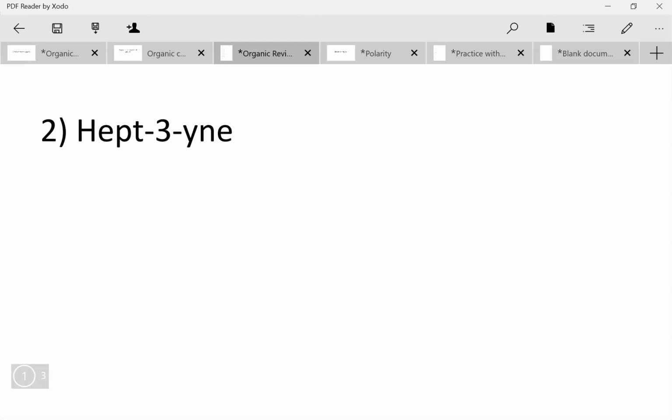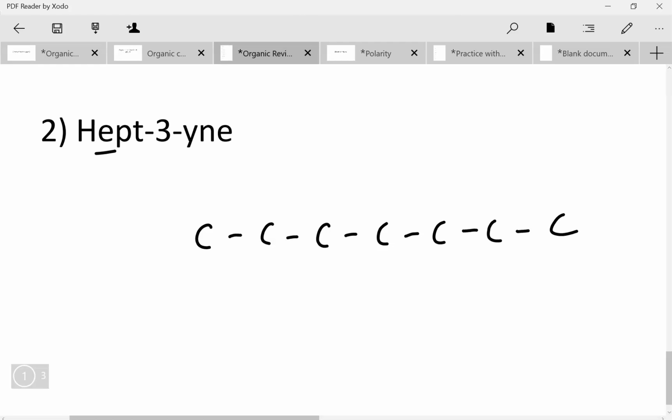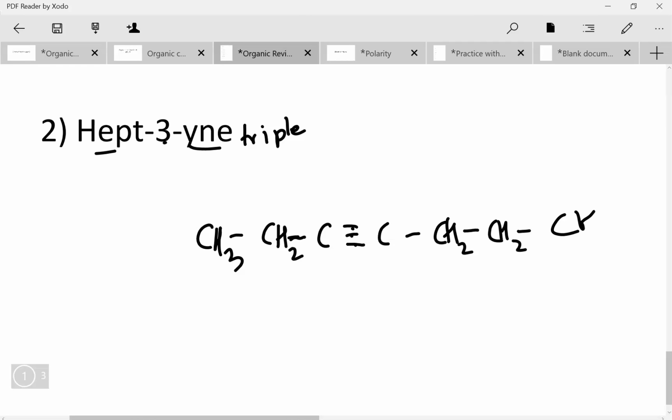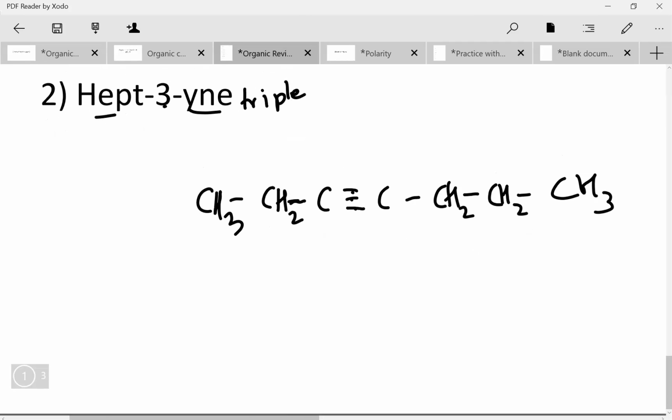Hept-3-yne, so hept standing for 7 carbon atoms, -yne meaning a triple bond, after the third carbon. So 1, 2, 3, triple bond. And now we just, again, add hydrogens as necessary. H3, 2 bonds, so H2, 4 bonds already, so there's no H. 4 bonds also, no H. H2, H2, H3 as needed.